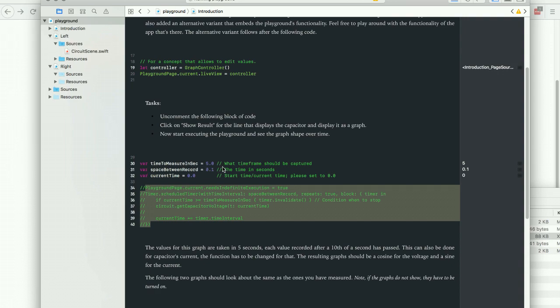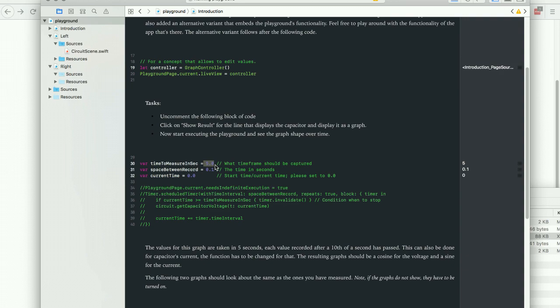Here you see some variables, and they tell you what they do, what time frame should be captured. So 5 seconds. The time in seconds, so each time, space between records. That should probably be plural. Oops. So 0.1 seconds. And current time is 0. So you start at time 0, and then you're just going to go up to 5 seconds, and you measure each 0.1 seconds. All right.